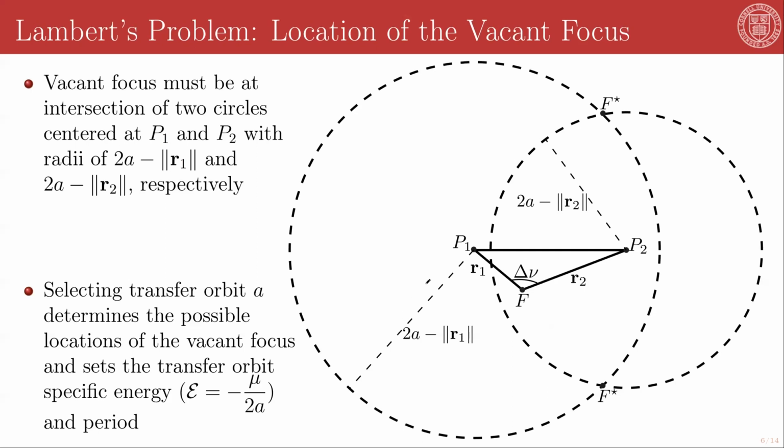And we follow some portion of an ellipse between Earth and Mars through an angle delta nu about the sun. Having selected the semi-major axis of our ellipse sets the specific energy of that transfer. If we select a positive semi-major axis, then we will have an elliptical transfer. If we set a negative semi-major axis, then we will have a hyperbolic transfer.